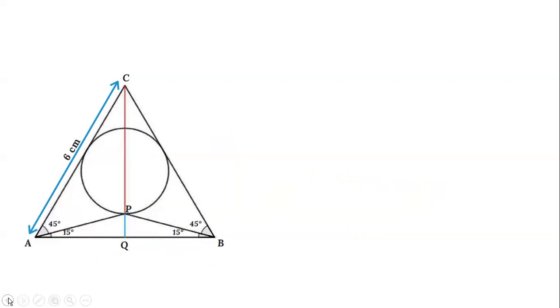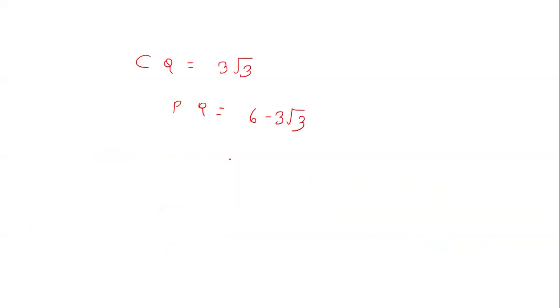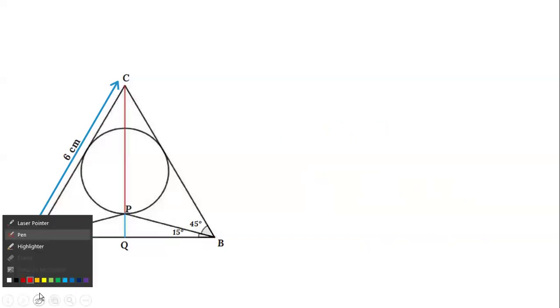Now what is the value of CP? CP is CQ minus PQ. You can see that. So CQ value is 3 root 3 and PQ value is 6 minus 3 root 3. So it will come like 6 root 3 minus 6. So CP value we get like 6 root 3 minus 6. So this is the value of CP.